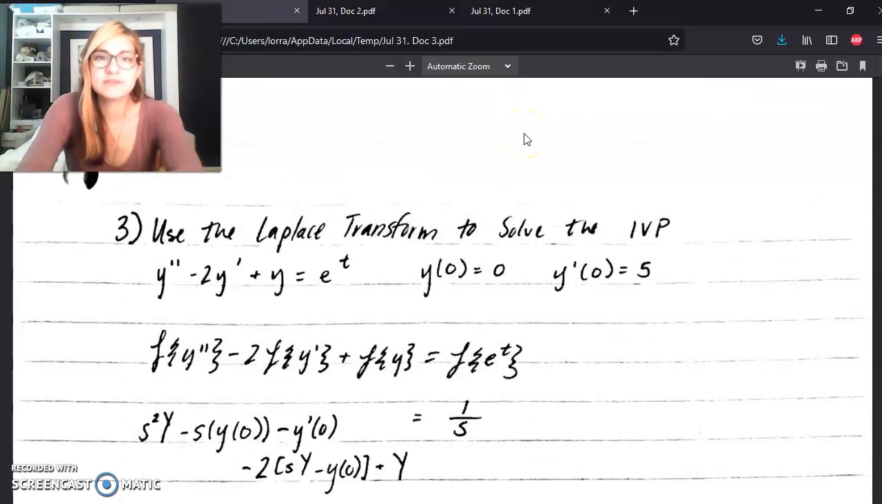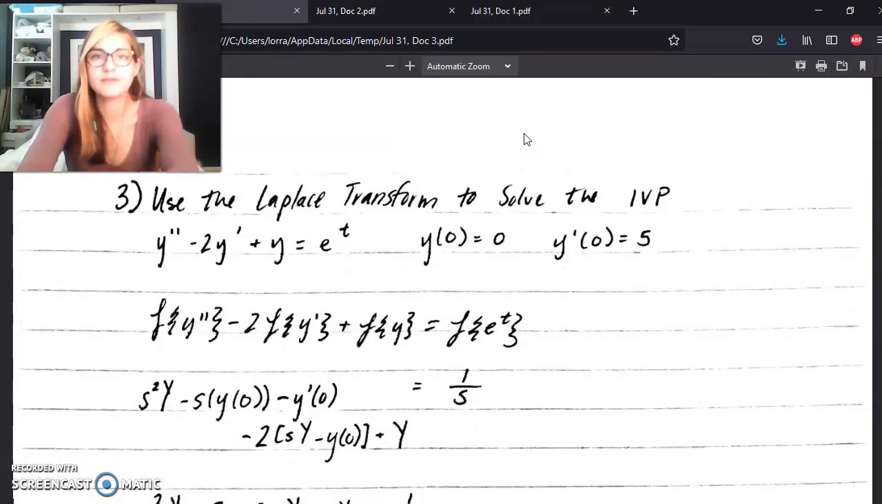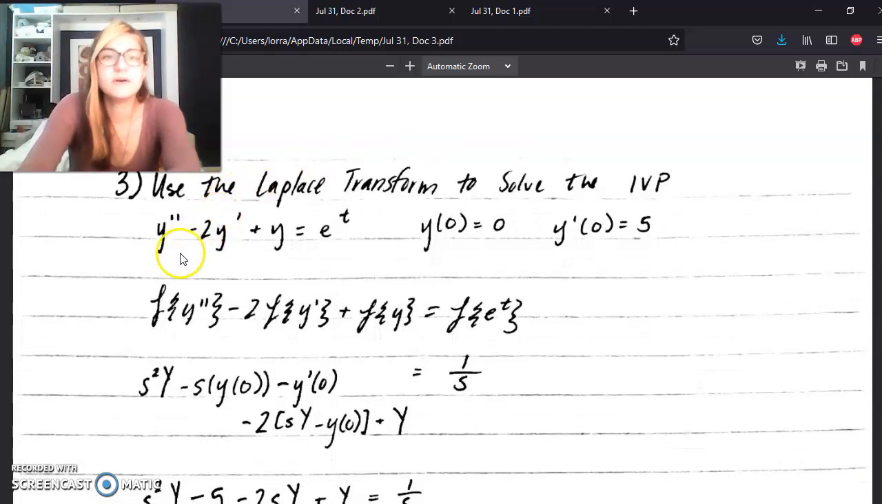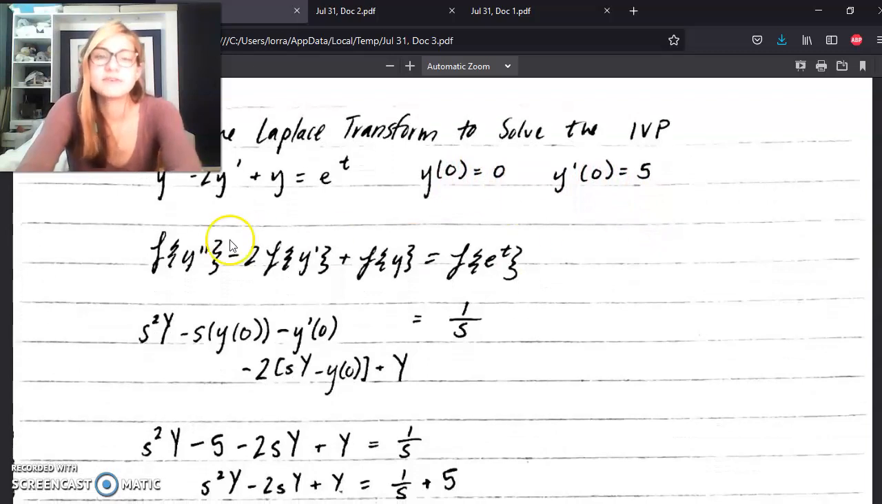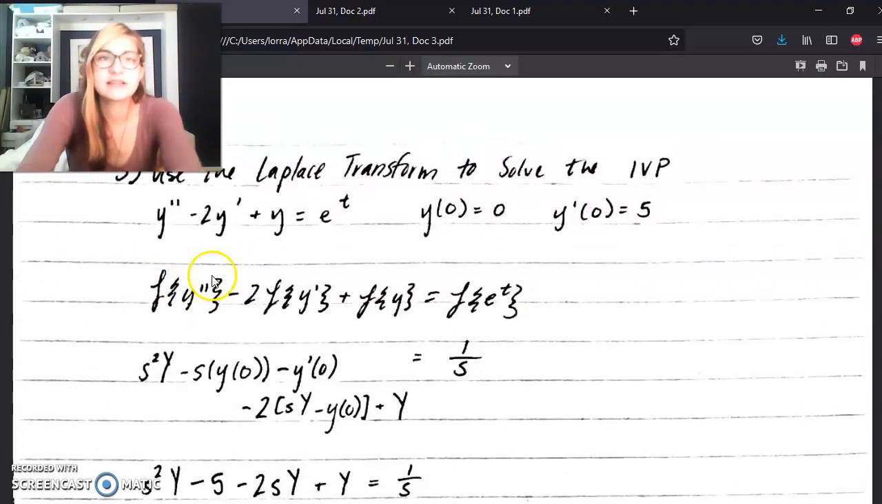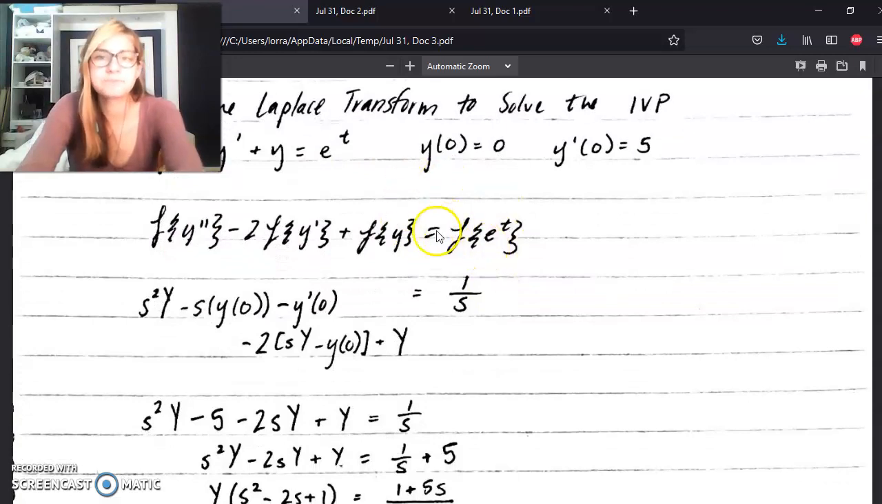The third problem was to use the Laplace transform to solve the IVP. And so the problem was y double prime minus 2y prime plus y is equal to e to the t, and y of 0 is equal to 0, y prime at 0 is equal to 5. So in order to do this, because the Laplace is a linear thing, and this is a linear equation, you can distribute the Laplace to every term in this equation. So the Laplace of e to the t is just 1 over s minus 1.